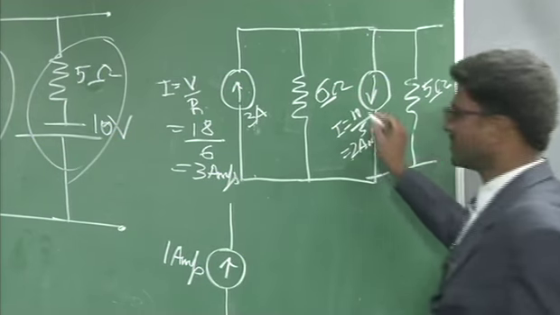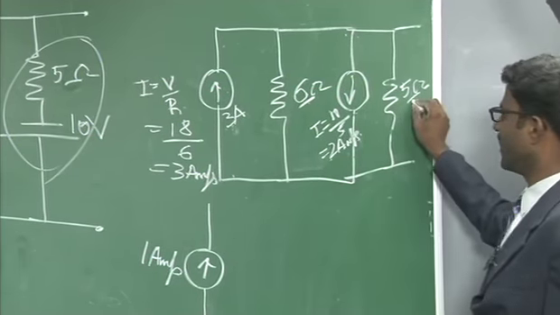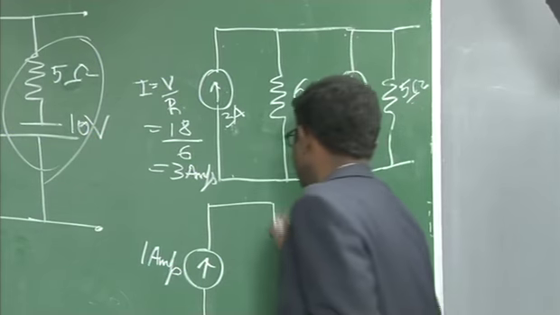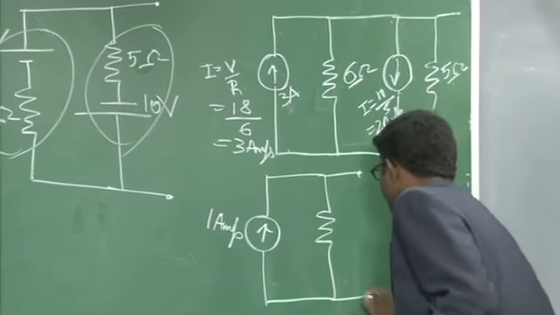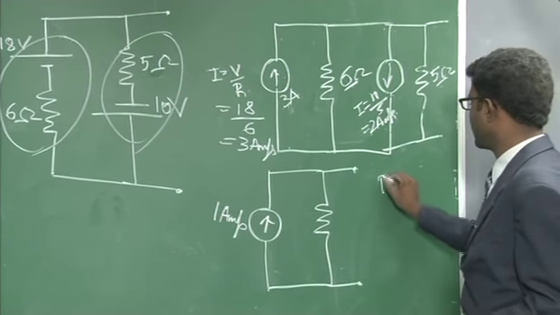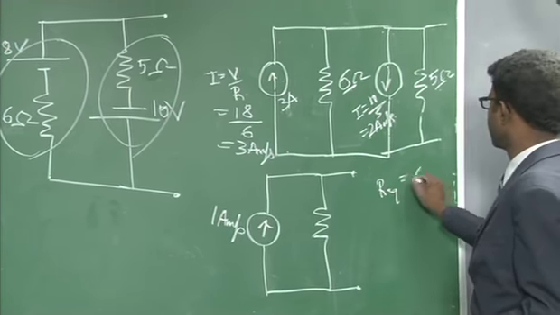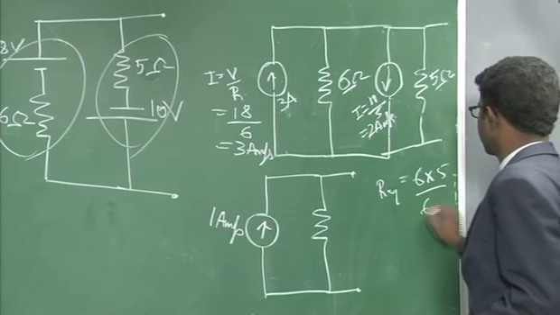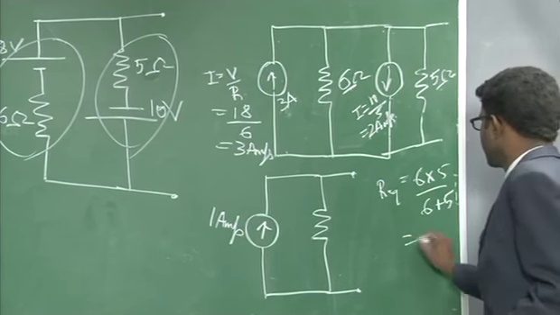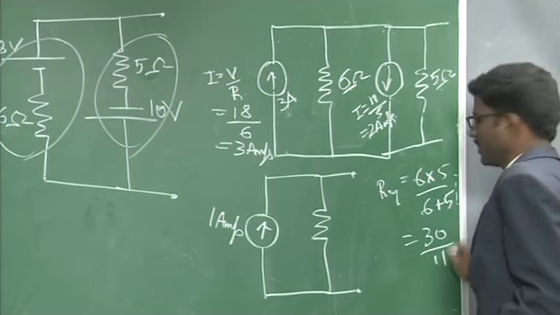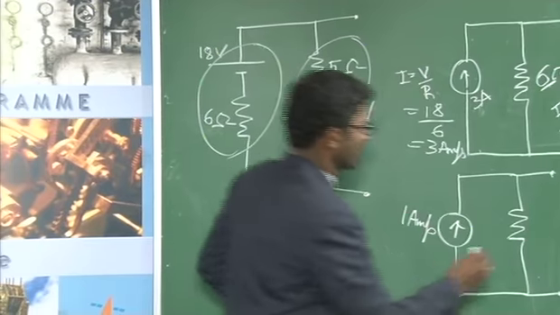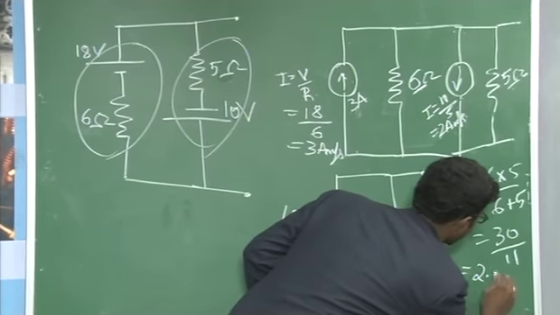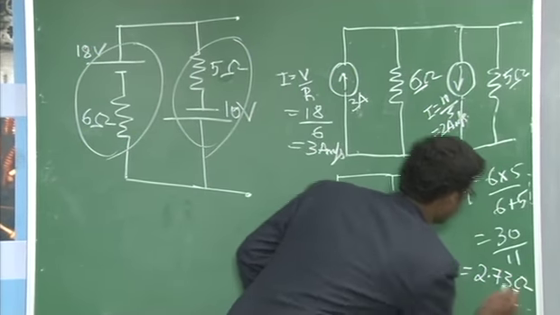Then we have two resistances, 6 and 5, connected in parallel. How to determine the equivalent resistance in a parallel network? We know that R equivalent will be equal to 6 into 5 divided by 6 plus 5, which is nothing but 30 by 11. 30 by 11, you can also write it as 2.73 ohm.